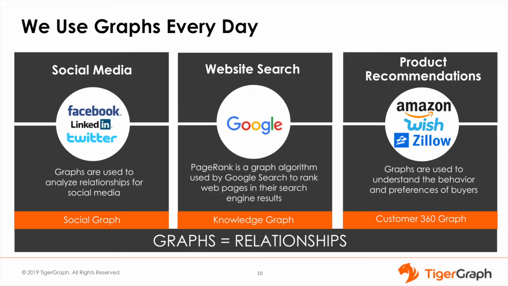Every time you do a Google search, you're tapping into Google's knowledge graph. Amazon product recommendation is also powered by graph analytics queries. Wish.com is another popular e-commerce website that has grown to billions in annual revenue in just 4 years since 2015. Wish utilizes a graph database for highly targeted or personalized product recommendations to fuel their growth.